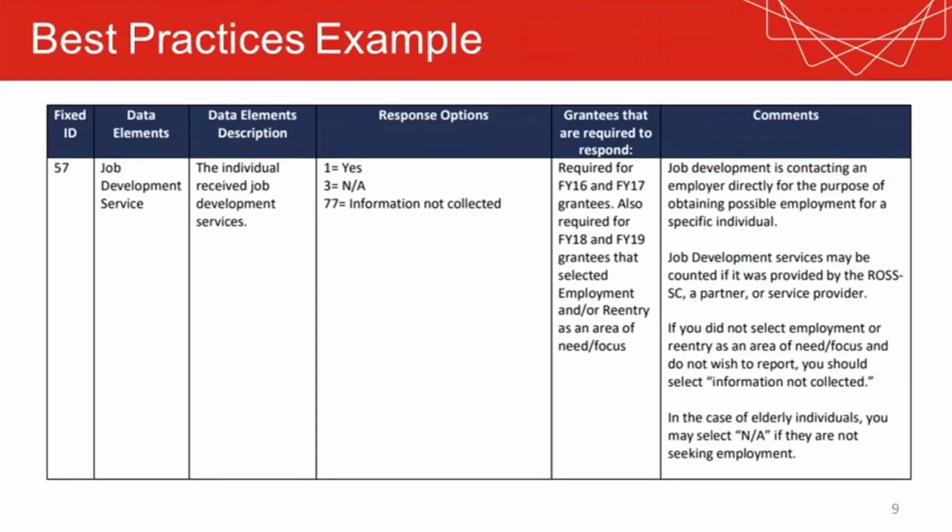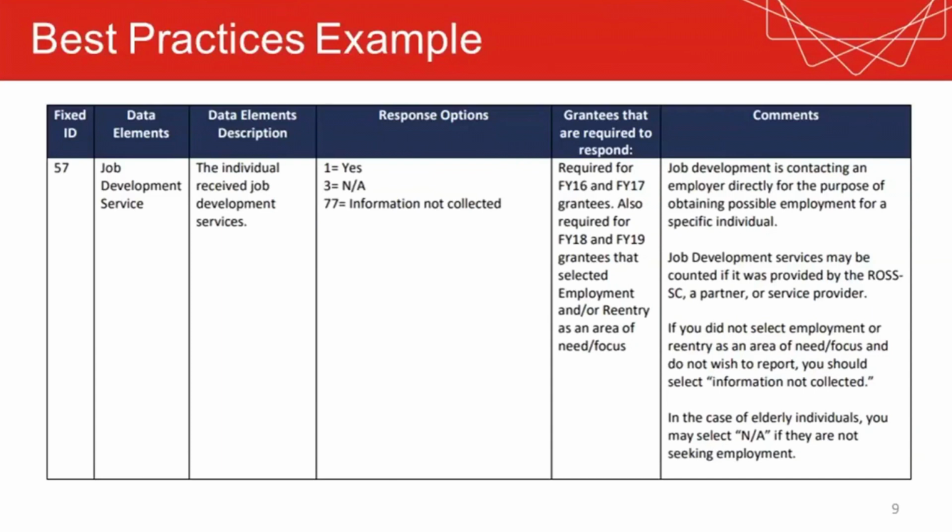Let's take a look at the comments column on the right again. Job development services may be counted if it was provided by the ROS service coordinator, a partner, or service provider. So maybe a provider that you work with is contacting employers on your participant's behalf, but you aren't capturing or recording when that happens. The most helpful improvement then might be to work with that provider to develop an arrangement where they send you information on a regular basis about the job development services they've provided to your participants so that you can report on it and track that program's progress using the dashboard.